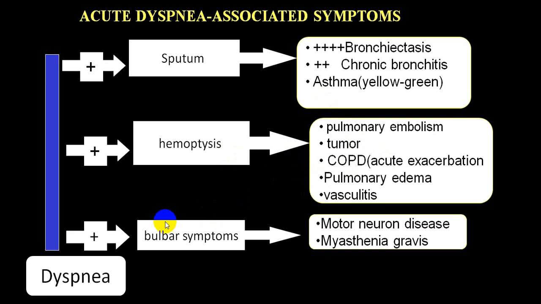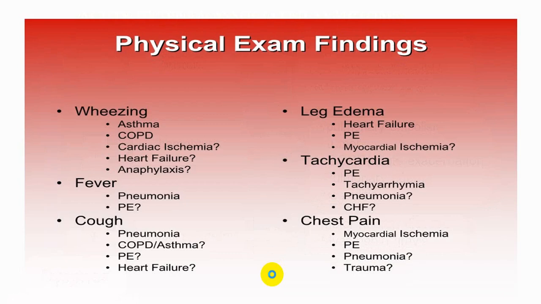A person will have a bulbar symptom, that is a CNS finding, in case of myasthenia gravis, GBS, motor neuron disease like amyotrophic lateral sclerosis, etc. So wheezing, fever, cough, edema, tachypnea, chest pain, in which condition you will get them, we have almost mentioned before. Same thing is mentioned, good for your oral exam, and also it will be very helpful when you go for your private practice. At your leisure time, you can go through.